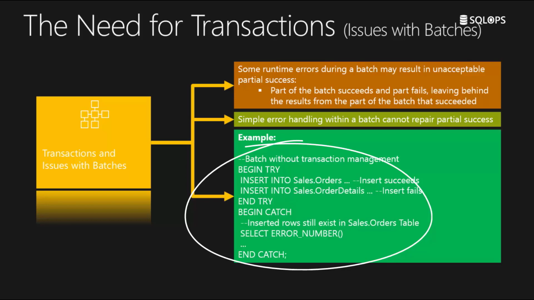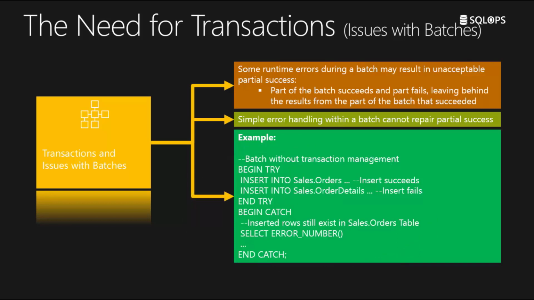So, in this example, if the first insert statement succeeds but the second insert statement fails, the new row in the sales orders table will persist even though the execution is branched to the catch block. But an order is said to be complete only if both the insert statements are successful. So to prevent partial success, you'll need to direct SQL Server to treat the batch as a transaction. Now let's see how to do that.